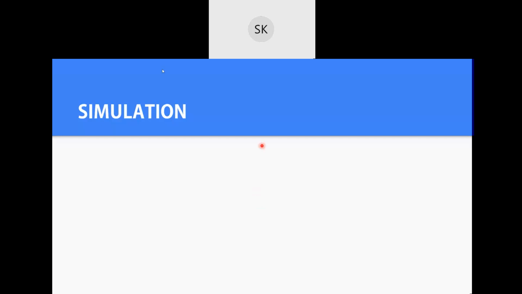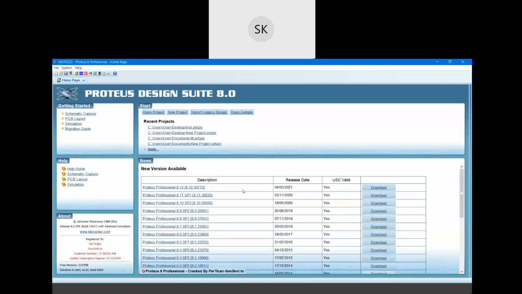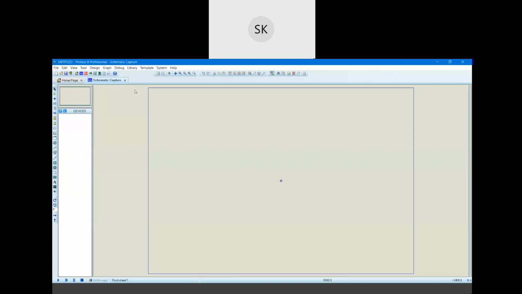Oh, sorry. Mistakenly, I have again reshared the same screen. Okay, I hope you can see the Proteus screen. We will create a new project. We are going from the starting. I haven't made any circuit previously. We are going to build the circuit here only.